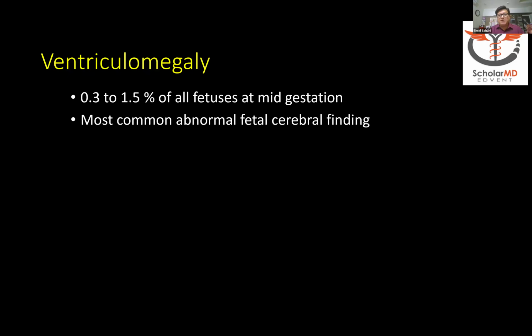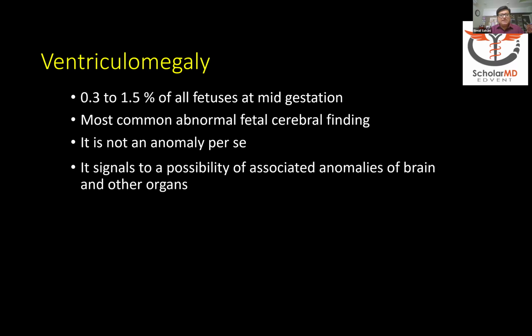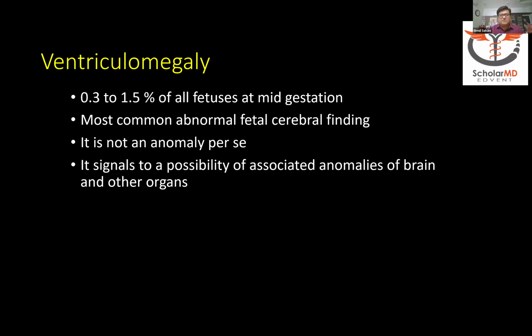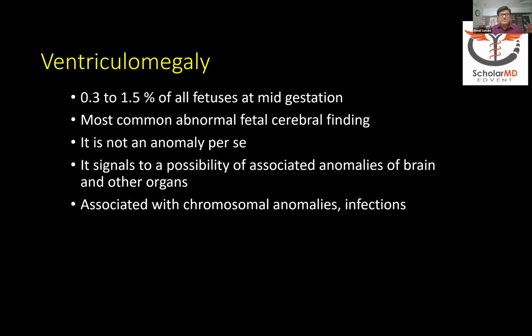And right in the beginning, let me tell you that I'm using the word cerebral finding. I'm not saying a cerebral diagnosis. It is not an anomaly per se. It actually signals the possibility of associated anomalies of the brain and other organs. Hence, it's a finding. It's a starting point, which tells you that, yes, there is a possibility of associated abnormalities of the brain and other organs. It can be associated with chromosomal anomalies and infections. The male to female ratio is 1.7:1.